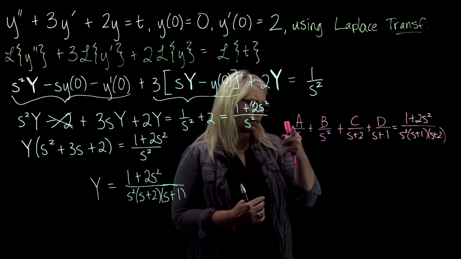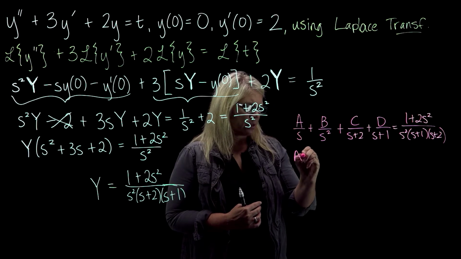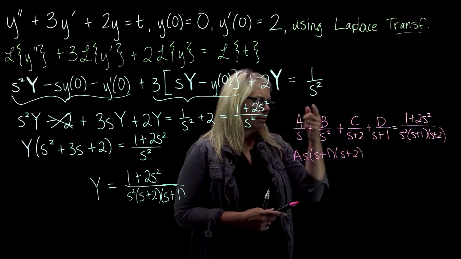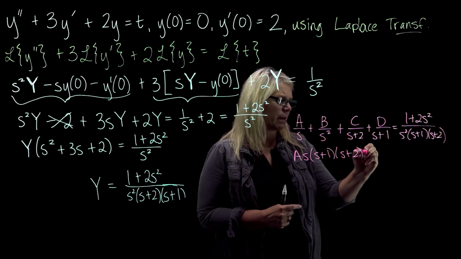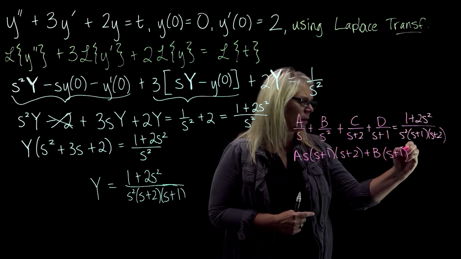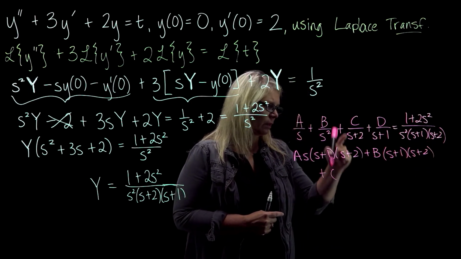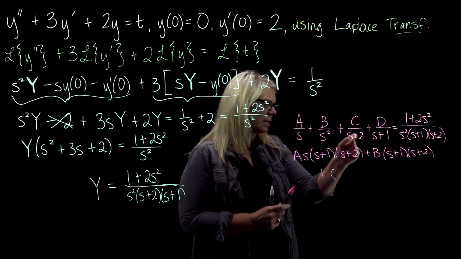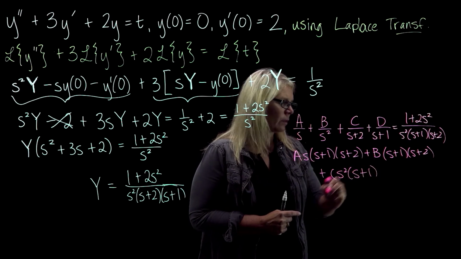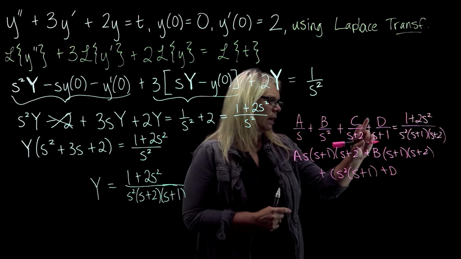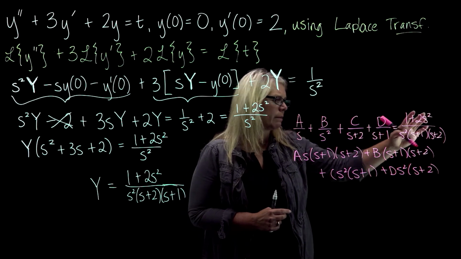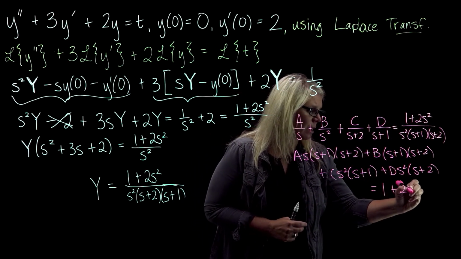When I do that on this first fraction, this s cancels with one of the s's. So I'm left with a s, s plus 1, s plus 2. When I multiply through on this second term, the s squared will cancel with what I'm multiplying through by. So I'll be left with b times s plus 1 times s plus 2. The c, when I multiply through by this denominator, the s plus 2 will cancel. So I'll be left with c times these other factors. And then for the last one here, the d, the s plus 1 factor will cancel. All right, so I have all of that is going to be equal to 1 plus 2s squared.